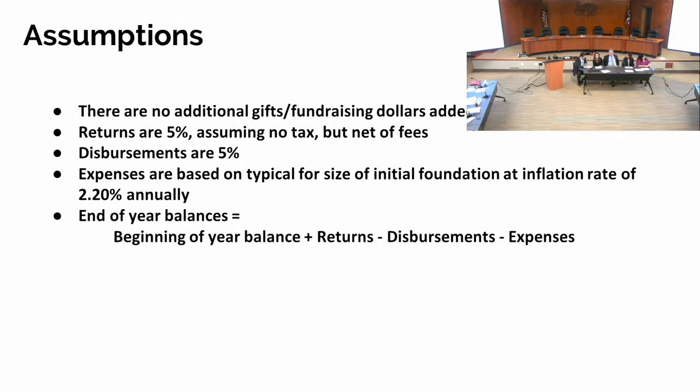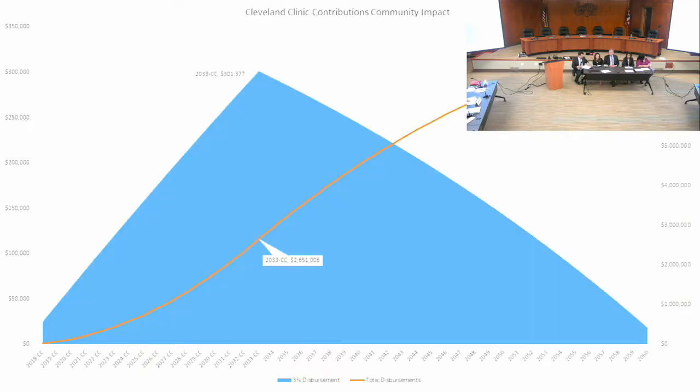And then finally, the end of year balance equals whatever the beginning of year balance is, plus returns, minus disbursements, minus expenses. So first thing we have here is the Cleveland Clinic contributions. As of 2033, when the contributions would end, there would be a total of $301,000 dispersed from that money that year, with a total of just under $2.7 million over the course of time as of 2033.